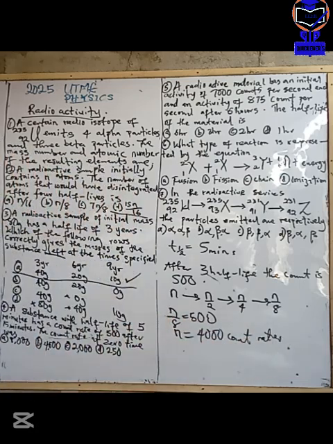So the original count rate is what? 4000 count rate. Option what is that? B. Is this becoming simple? Yeah. Alright.